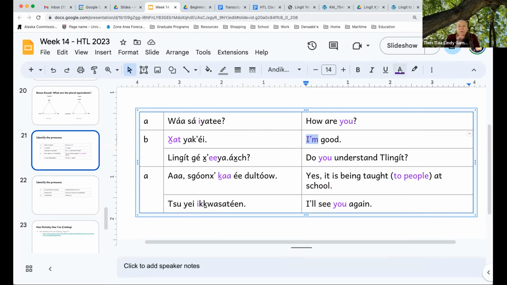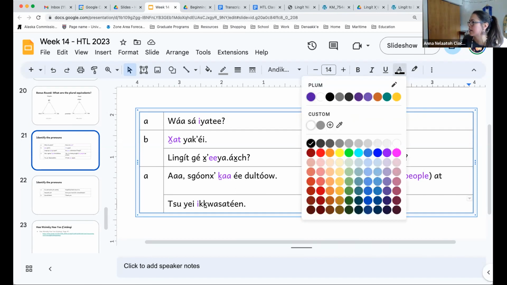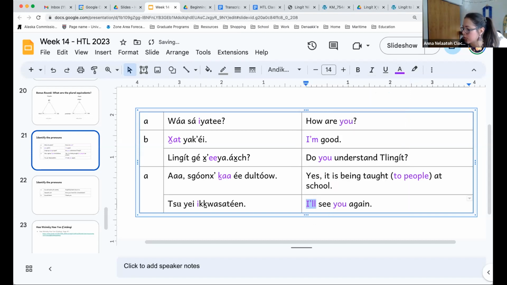So I have a question. On the English side, there's two pronouns, I and you. Right? Okay, I and you. So this is the other one, I, and I'm going to make it purple also because we're just looking at pronouns. So does anyone know where we see the I see you again? Which part of this verb ikquisitin lets people know that it's I will see you?